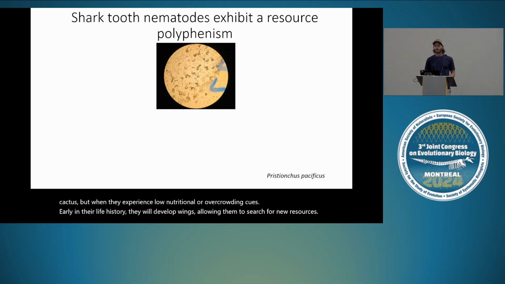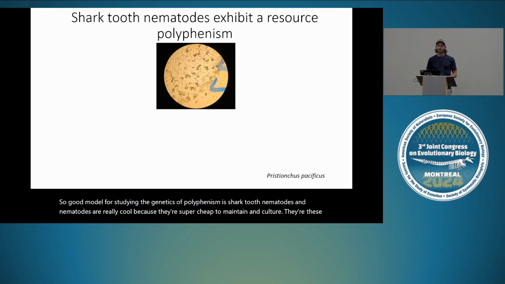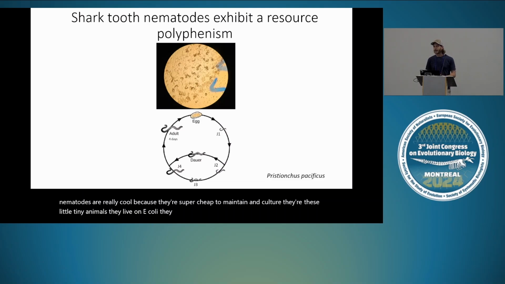A good model for studying the genetics of polyphenism is shark-tooth nematodes. Nematodes are really cool because they're super cheap to maintain and culture. They're these little tiny animals. They live on E. coli. They have a very fast life cycle, a 4-day generation time before they are reproducing the next generation.